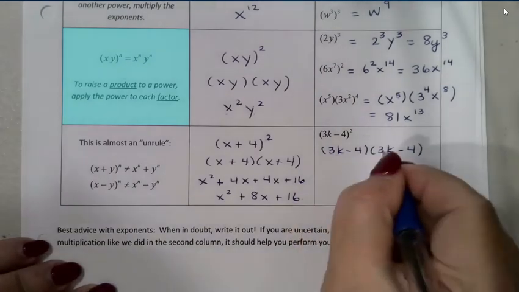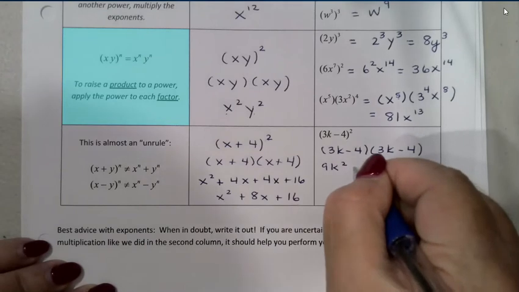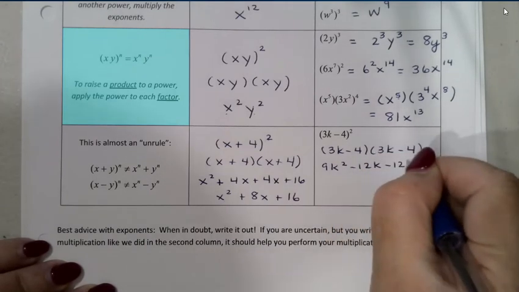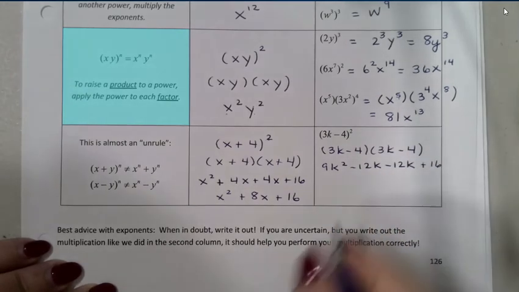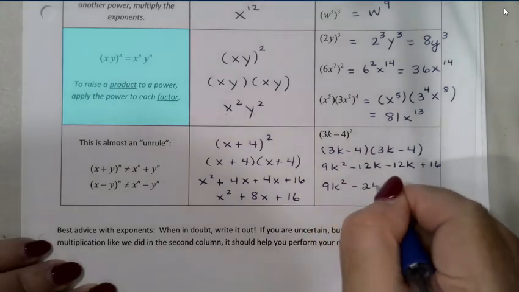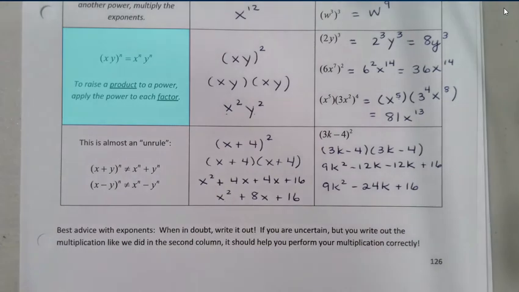And so I'd get 9k squared minus 12k minus 12k plus 16, or 9k squared minus 24k plus 16.